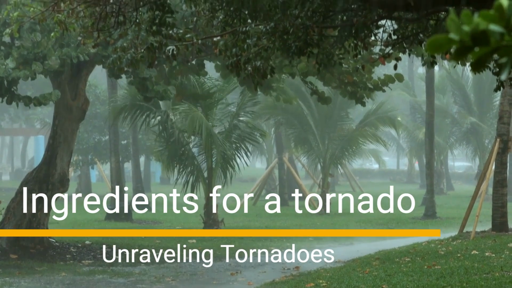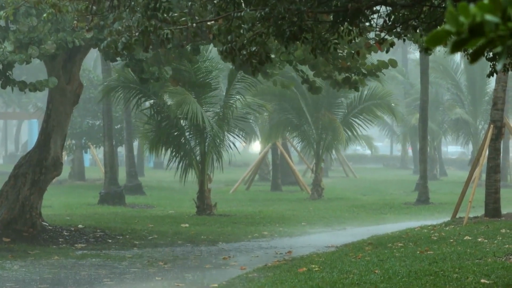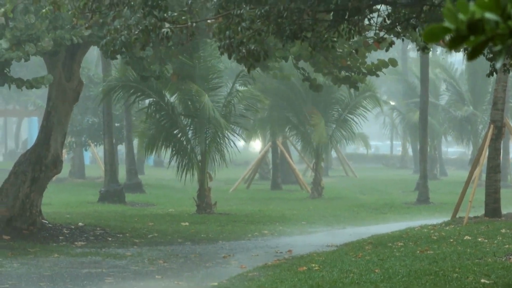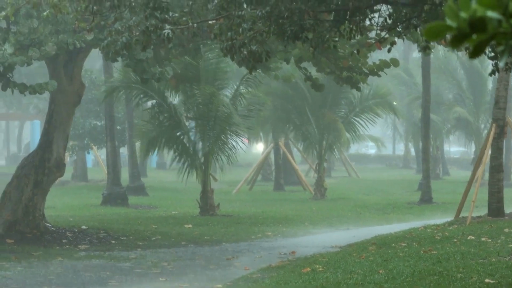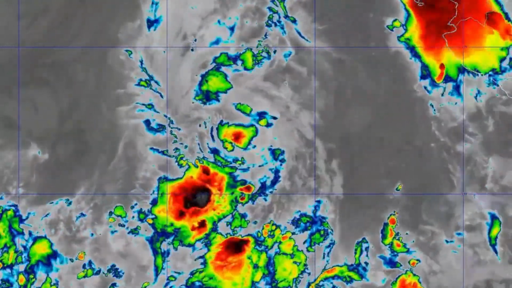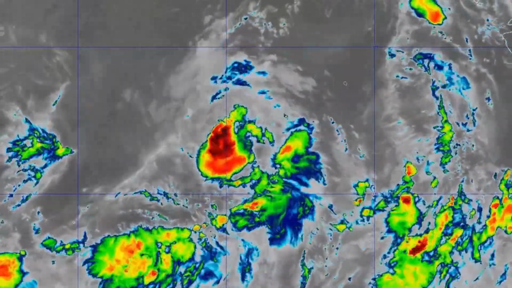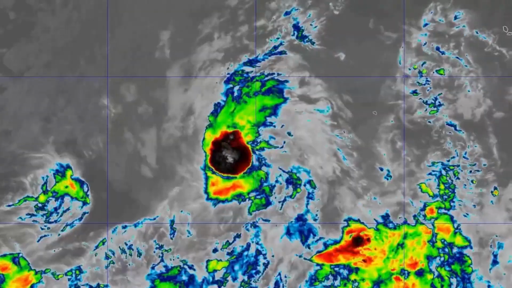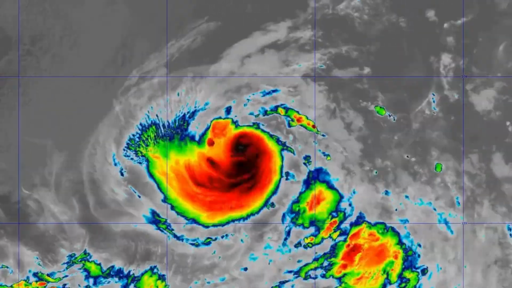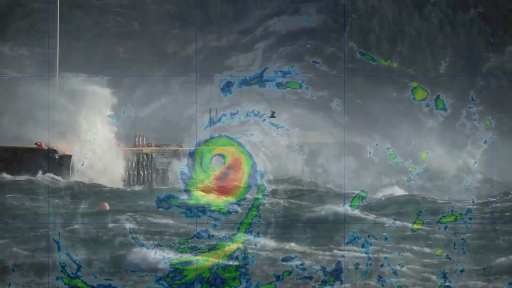For a tornado to form, we need some specific ingredients. Think of it as a recipe from nature. First, we need a severe storm, which typically develops in conditions of atmospheric instability. These storms are fueled by warm, moist air at the surface and cold, dry air higher in the atmosphere. When these two types of air meet, an exchange of energy occurs that can generate powerful storms.